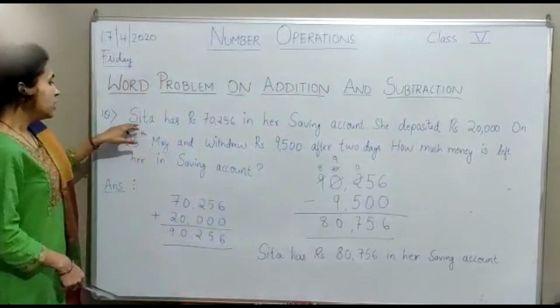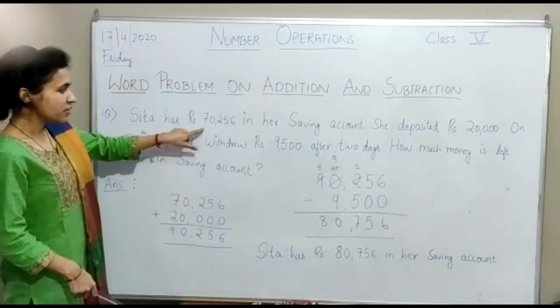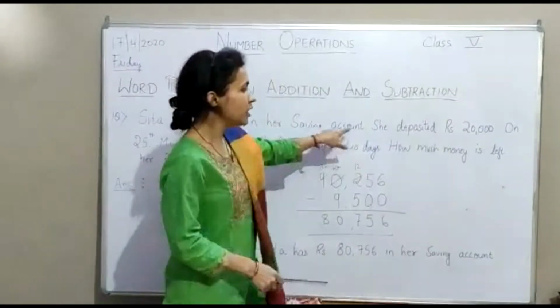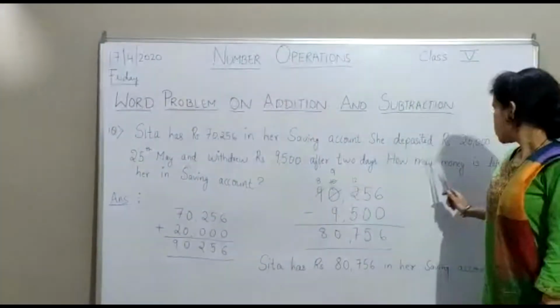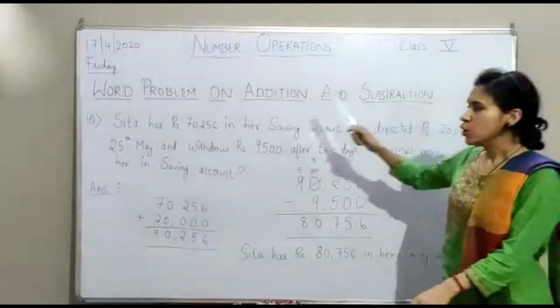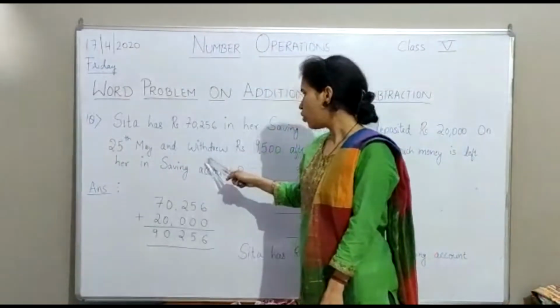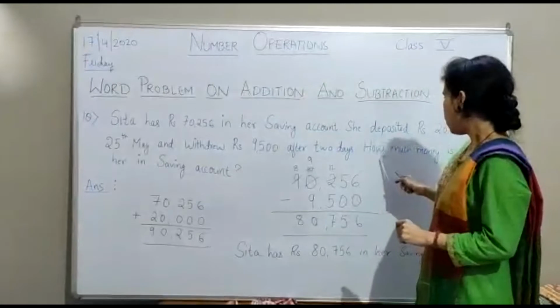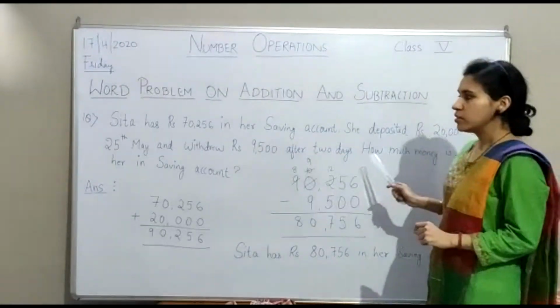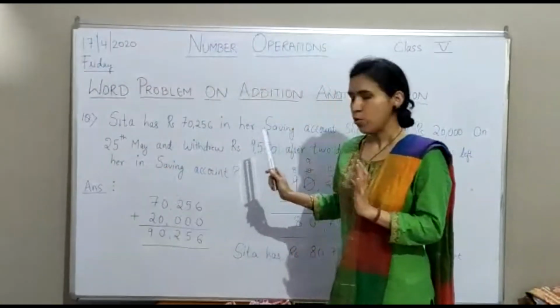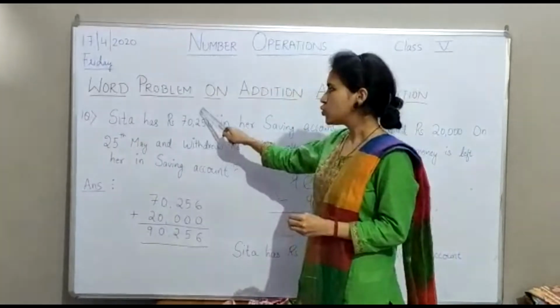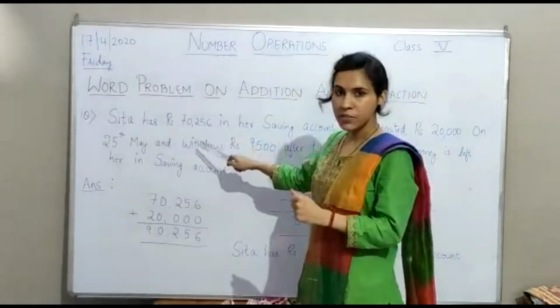Okay? Now, Sita has rupees 70,256 in her savings account. She deposited rupees 20,000 on 25th May and withdrew rupees 9,500 after 2 days. How much money is left in her savings account? So now, first she is having 70,256 rupees in her savings account.